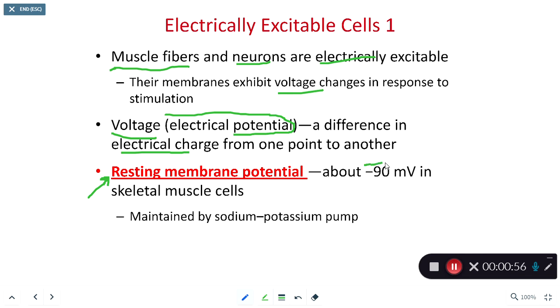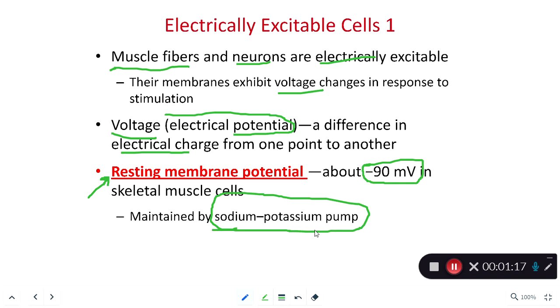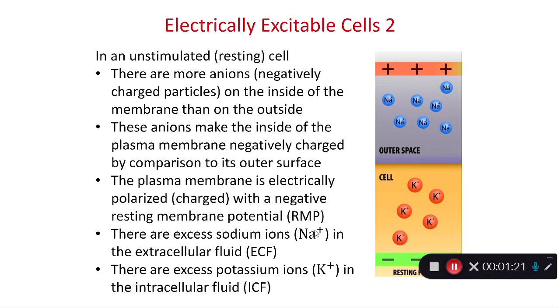And that default voltage is negative 90 millivolts. Negative 90 millivolts means that our skeletal muscle cells have a slight negative charge from the outside to the inside of the membrane, the sarcolemma. The slight negative charge is going to be maintained by an active transporter known as the sodium potassium pump that's constantly burning through ATP to move sodium and potassium ions against their concentration gradients.